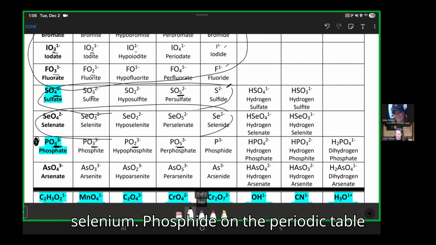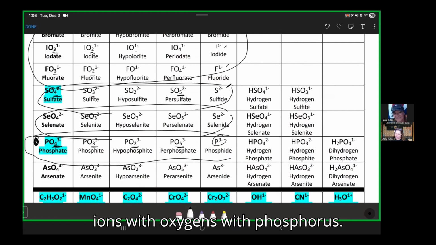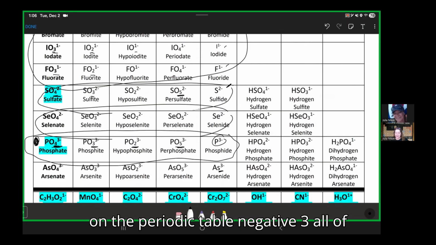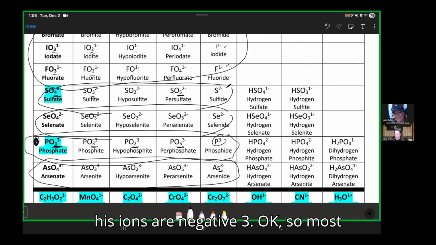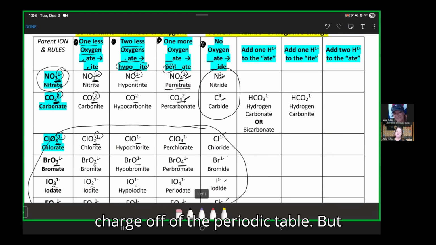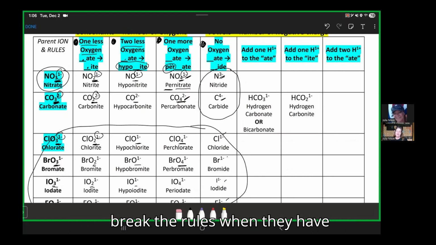Phosphide on the periodic table is a -3. All of your ions with phosphorus, -3, same with arsenic. Arsenide on the periodic table, -3. All of its ions are -3. Okay? So most of your ions, you can get your charge off of the periodic table. But nitrogen and carbon, absolutely not. Those break the rules when they have oxygens with them. Okay? All right.